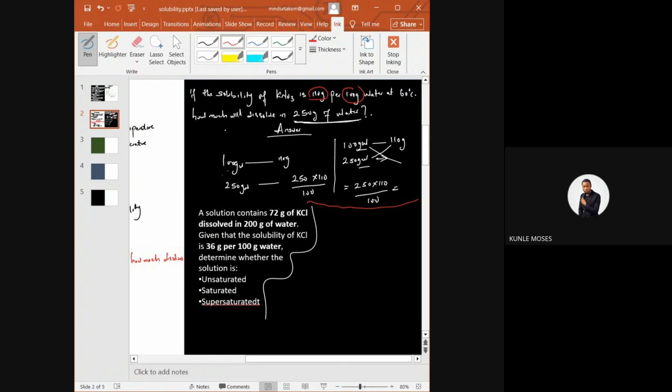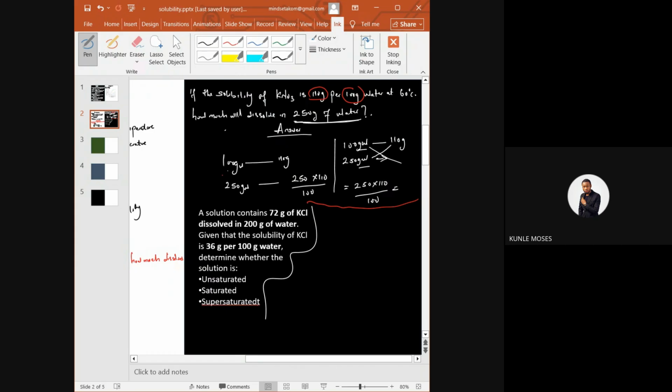So the first thing we need to do, okay, TT said saturated, that's fast. The first thing we need to do here is to find the expected solubility for 200 grams of water. Now, they gave us 72 grams. Now we can use this to calculate it. For example, let me use the first case to get the answer.